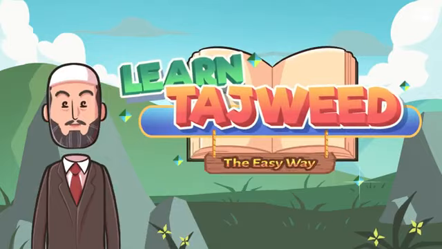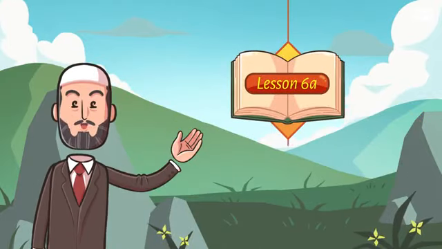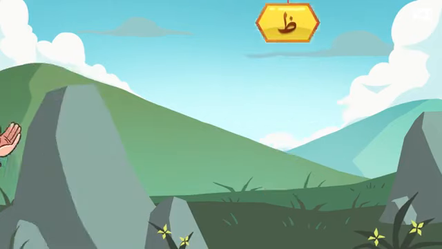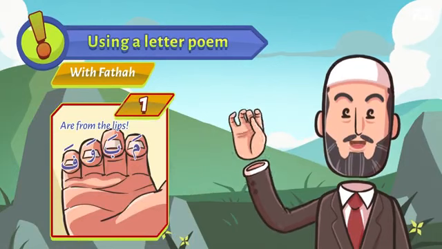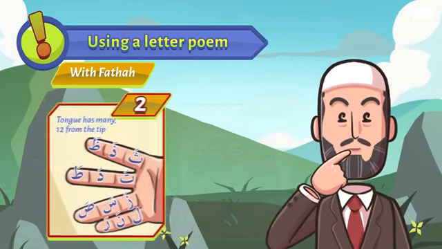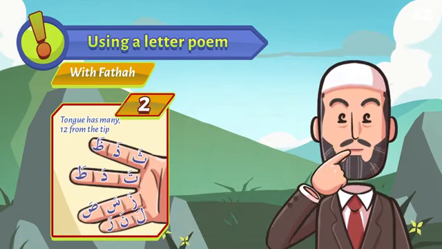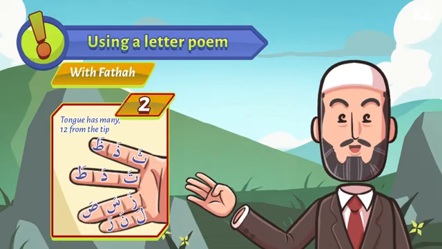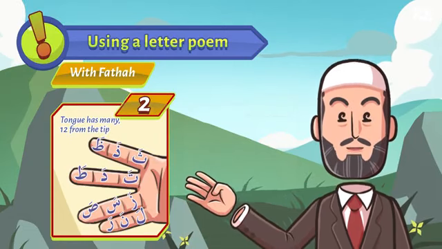Assalamu alaikum. Learn Tajweed the easy way, lesson 6a, in which we will learn the Makhraj of dha. We are learning Makhraj using the letter poem. Ma, ba, wa, fa are from the lips. We have covered that. And tongue has many, 12 from the tip. Repeat after me. Tongue has many, 12 from the tip.